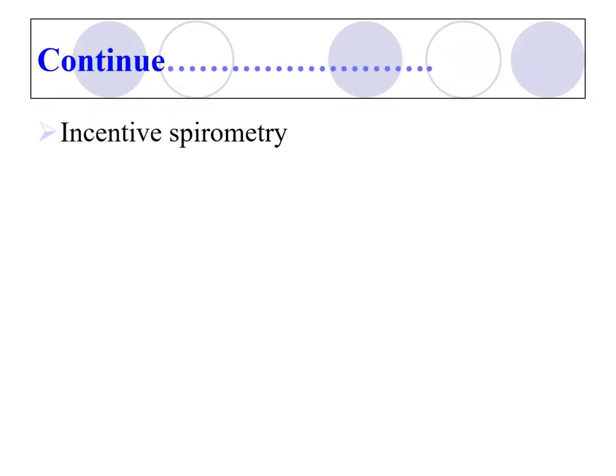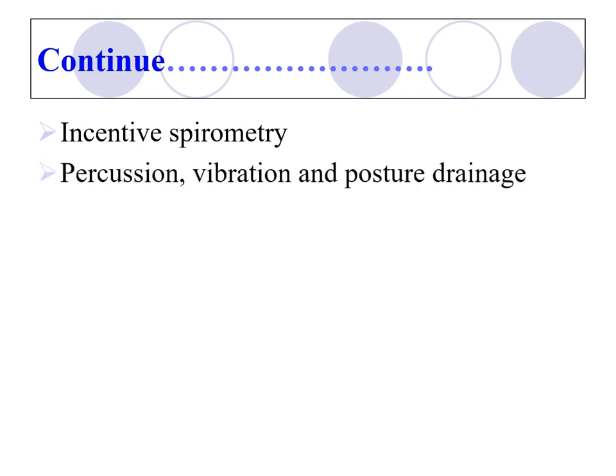Then incentive spirometry. In this case we can check the respiratory effort and the amount of air that enters the lungs. Also percussion and vibration and postural drainage. Those procedures can help in getting rid of the excretion which is there in the lung. A mucus clearance device also can be used.